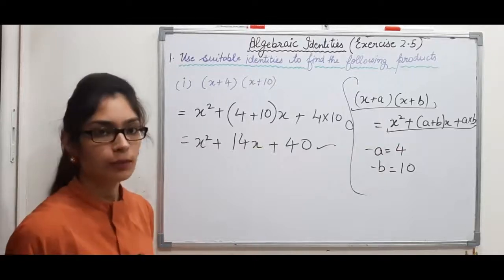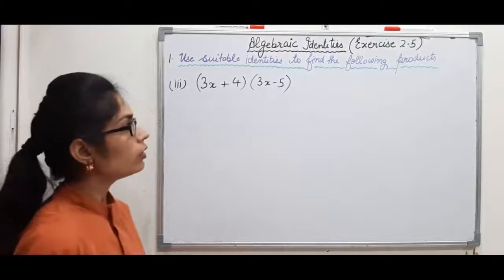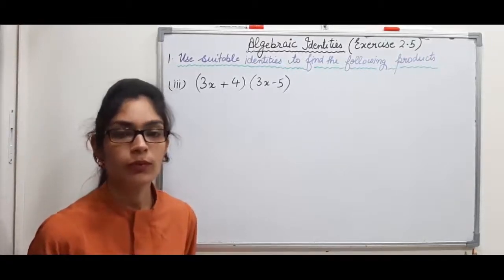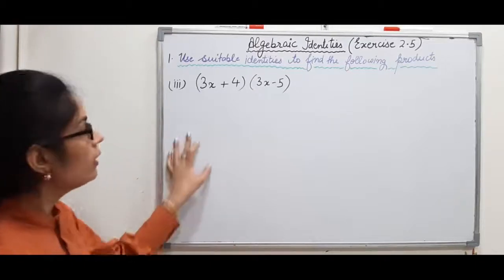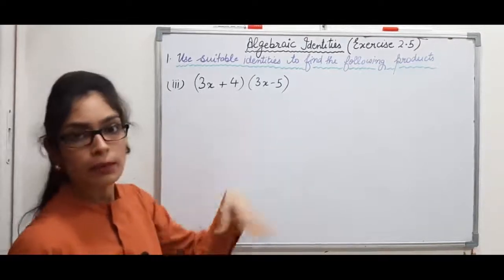Now let's do the second part. Just try it yourself, because in the first question 5 parts are there, 3 parts I will do with you and 2 parts you have to try yourself. So now I am doing the third part. The third part is (3x plus 4) and (3x minus 5).